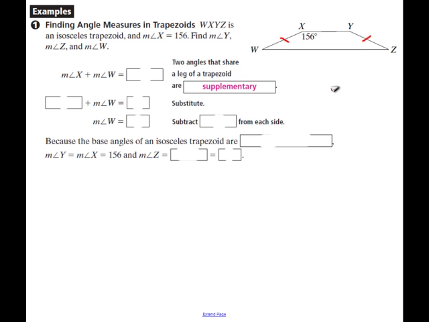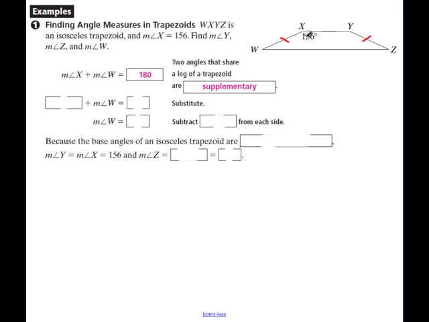So we know that those two angles are going to be supplementary, so they must add up to 180 degrees. Another way that we could look at this, if we forget this particular rule about angles that share the leg of a trapezoid, we could think of this as two parallel lines with a transversal. If you were to extend line XY and line WZ, that would be two parallel lines, and then you can consider line XW as being a transversal.